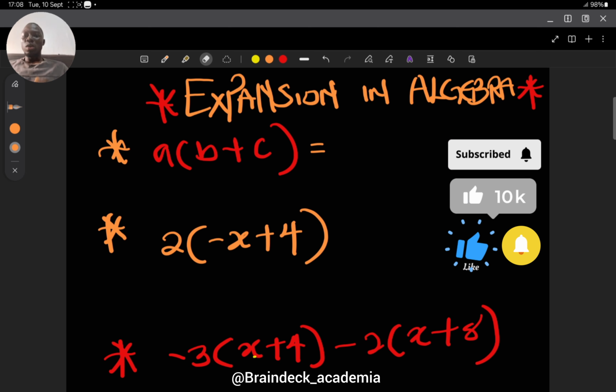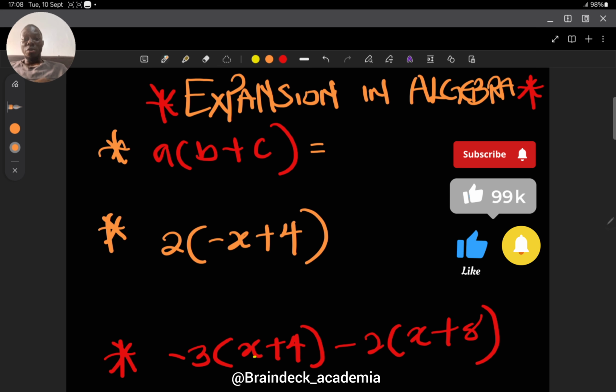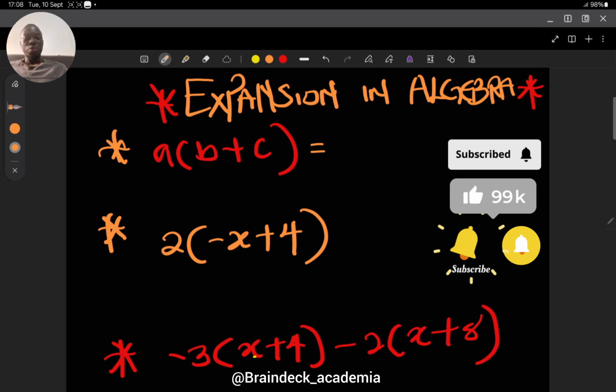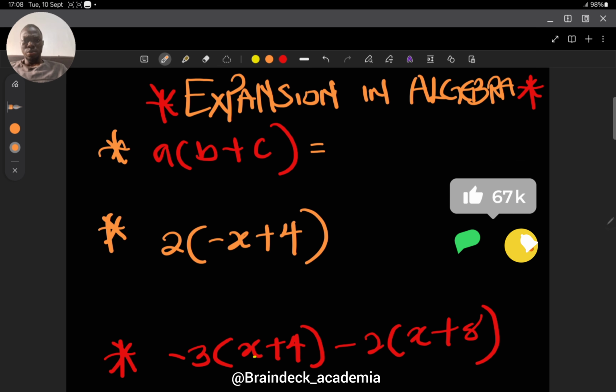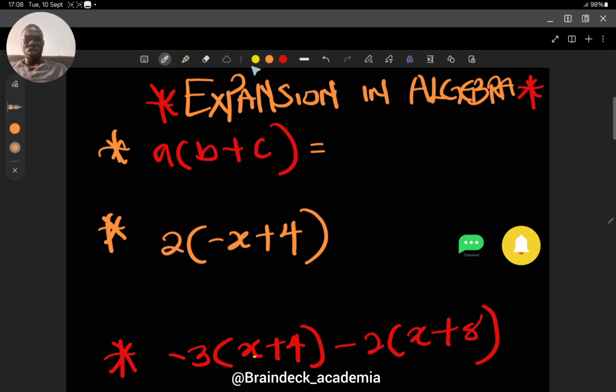So now today we'll be jumping straight into expansion in algebra, and generally whenever you're talking about expansion in algebra, especially for this kind of situation, you are referring to distributive properties. So how do you distribute whenever you have a question like this?